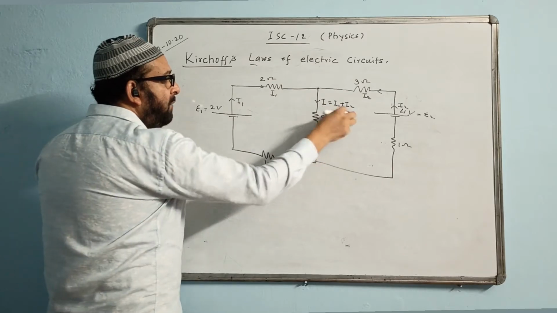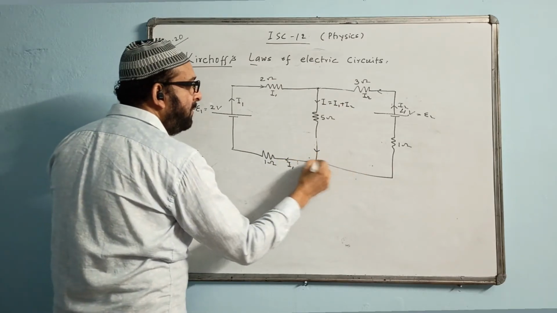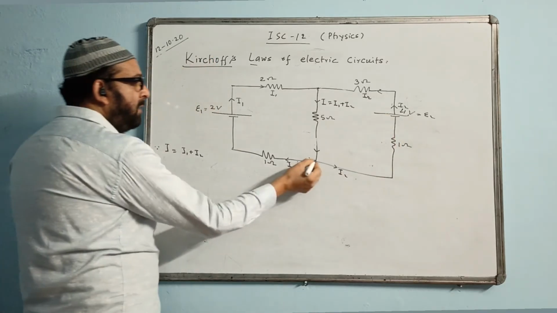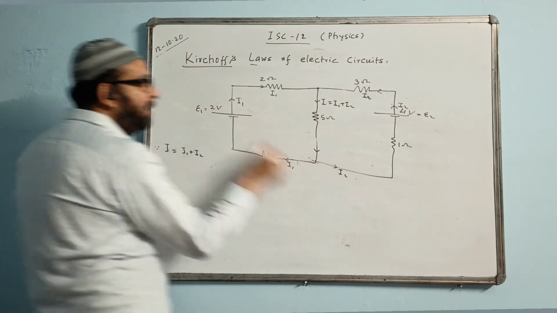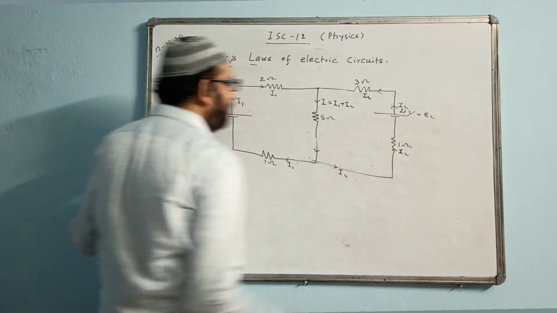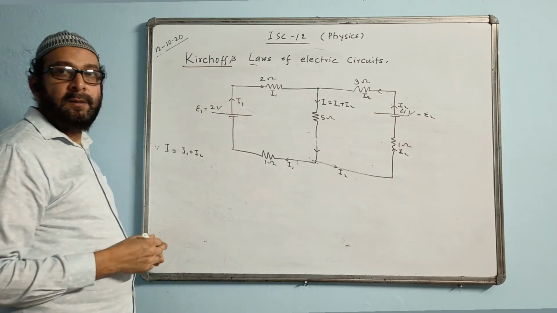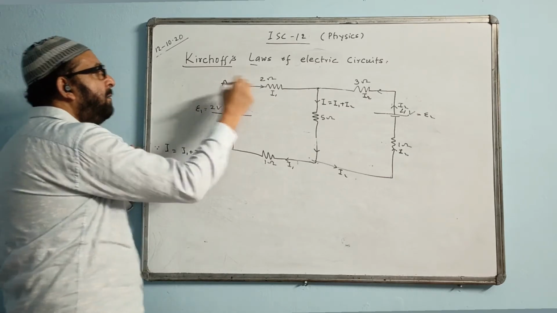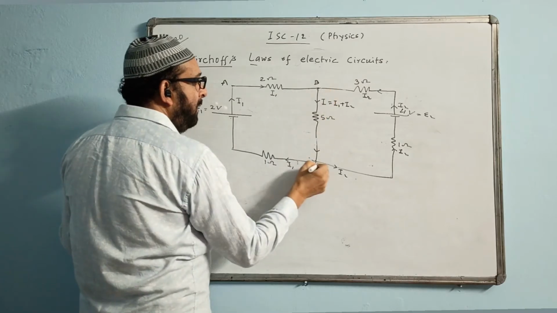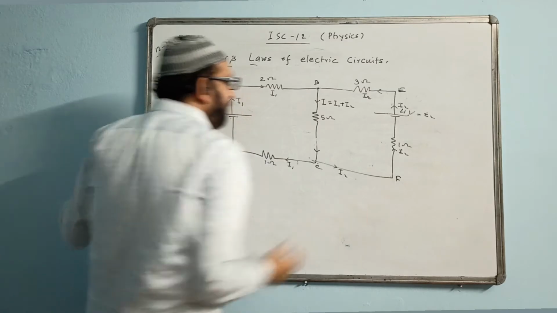Out here again I1 plus I2 will come, and again will get separated. I1 will carry on this way and I2 will carry on this way to go back to its own source. I1 will flow and return back. I2 will flow entirely here and go back to the source towards the negative terminal. So this is how we are dividing the current. Here we can give names randomly, or if given in the figure, you will follow that: A, B, C, D. Here I will take E and F.